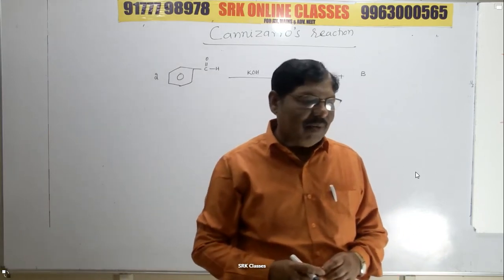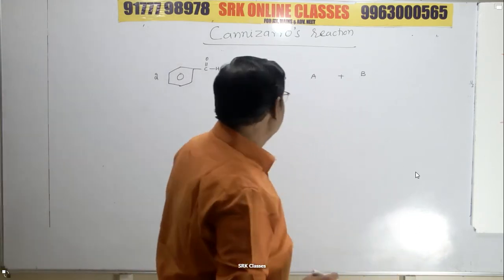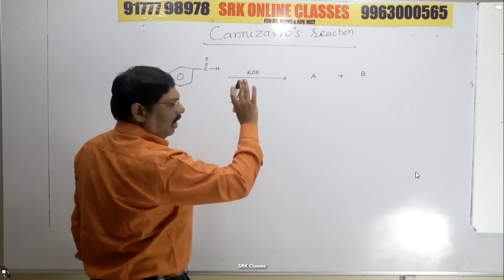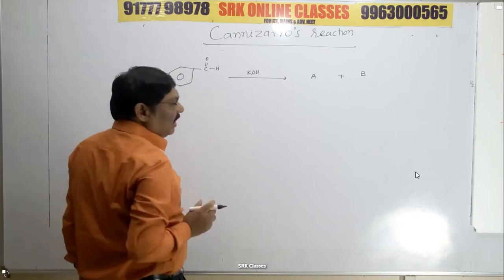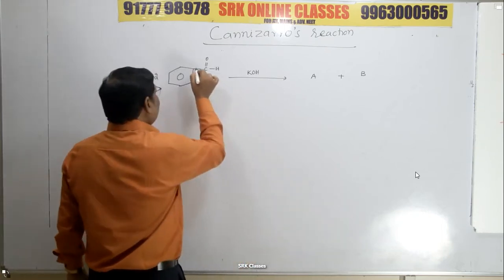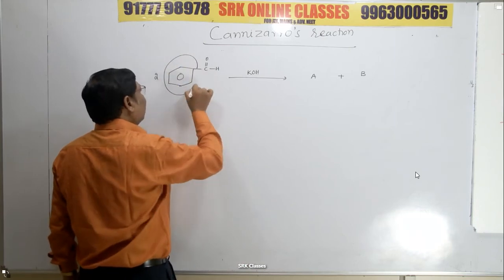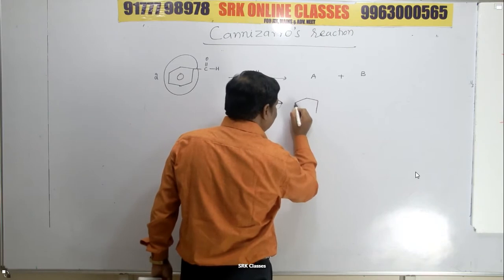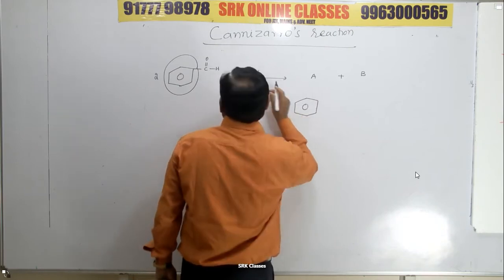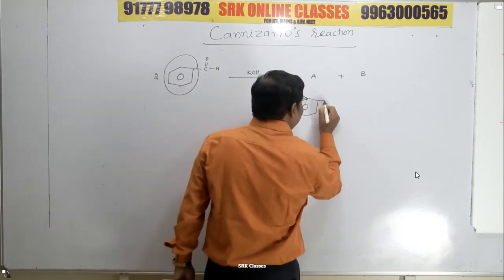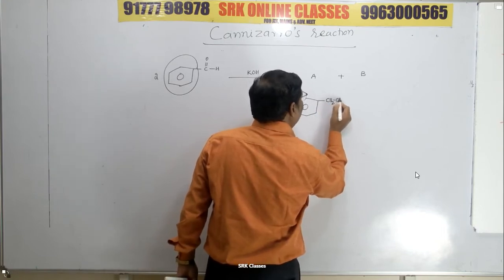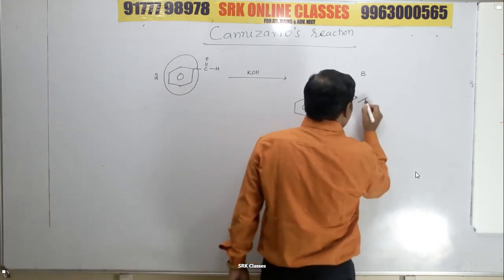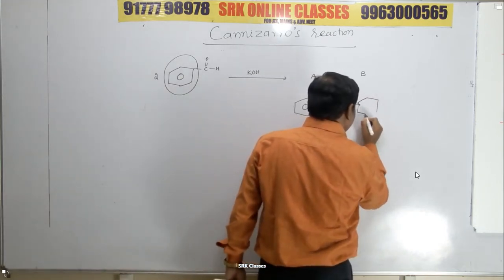The easiest way to write the final products from the starting compound is, see here, two molecules are there. The first molecule should be represented as it is, but the aldehyde is converted to alcohol. Whatever group is attached to the aldehyde will be the spectator. That will be represented as it is, irrespective of the nature of the group. Only CHO will be converted to what? CH2OH, alcohol. In the second molecule, whatever group is attached to the CHO will be as it is.